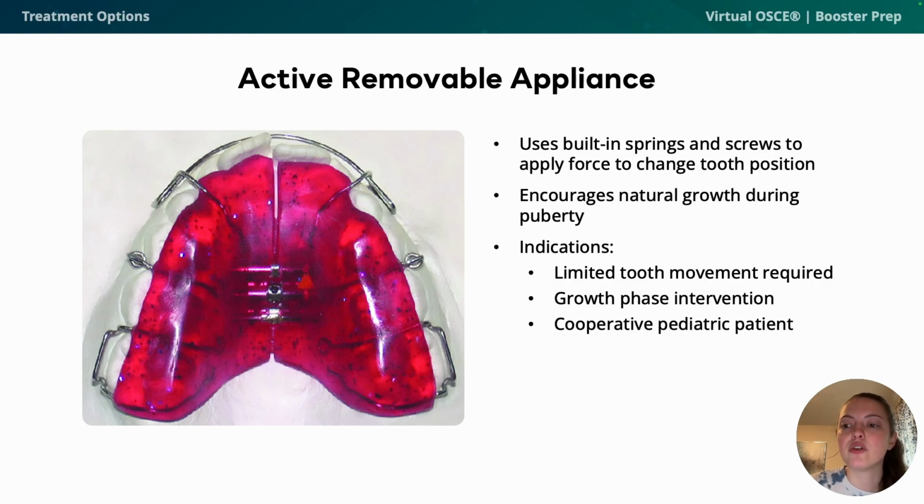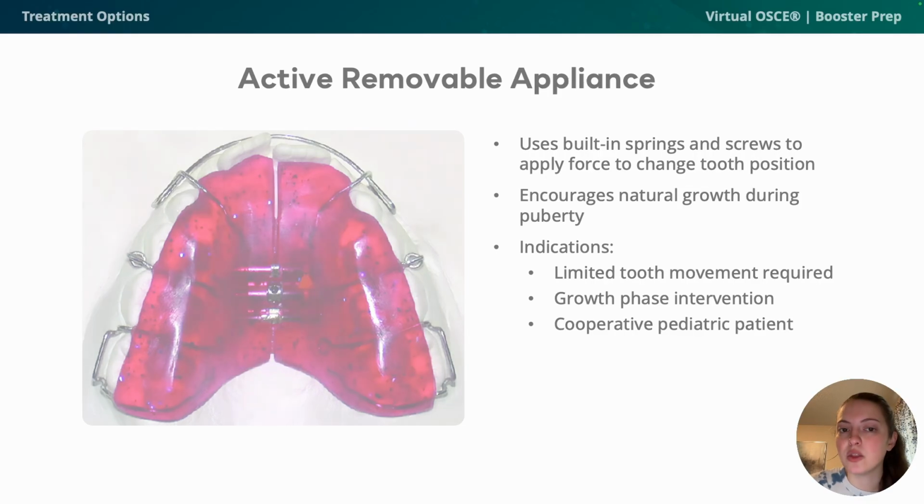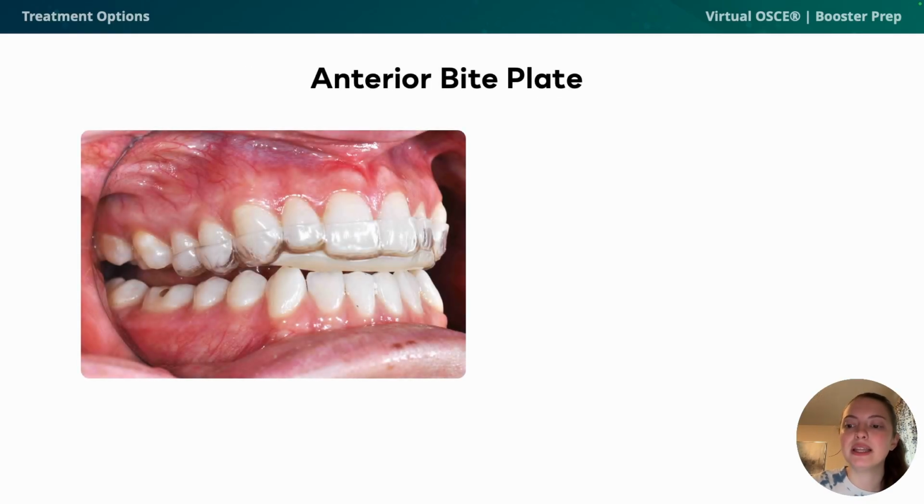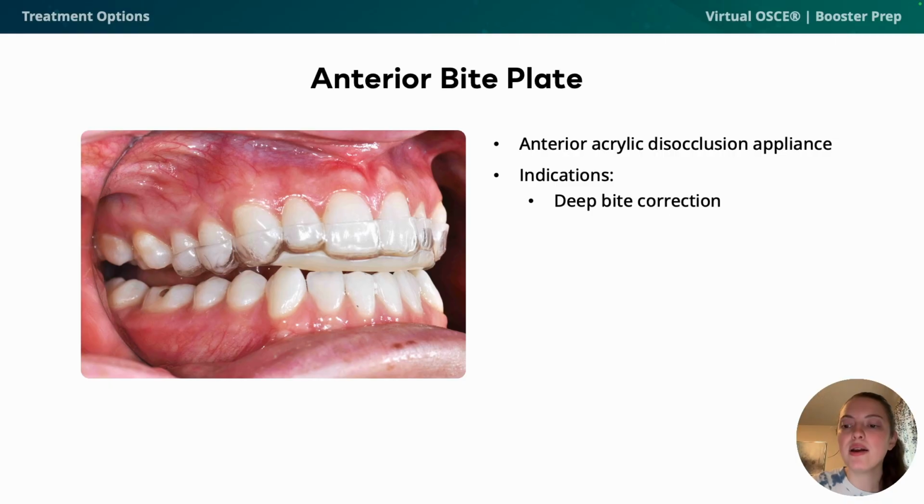Now moving on to another removable option that you may also see outside the world of orthodontics, an anterior bite plane. This is an anterior acrylic disocclusion appliance, meaning that it is disoccluding or disarticulating the teeth, allowing them not to touch. Now, unlike the active removable appliance, this is not actively moving teeth, it's just allowing the occlusion to change. And as you can see in this image, the acrylic is only positioned anteriorly, it's an anterior bite plane, meaning this is a great appliance for patients with a deep bite. By wearing this appliance, the bite is held open automatically, and the disoccluded posterior teeth are allowed to erupt.